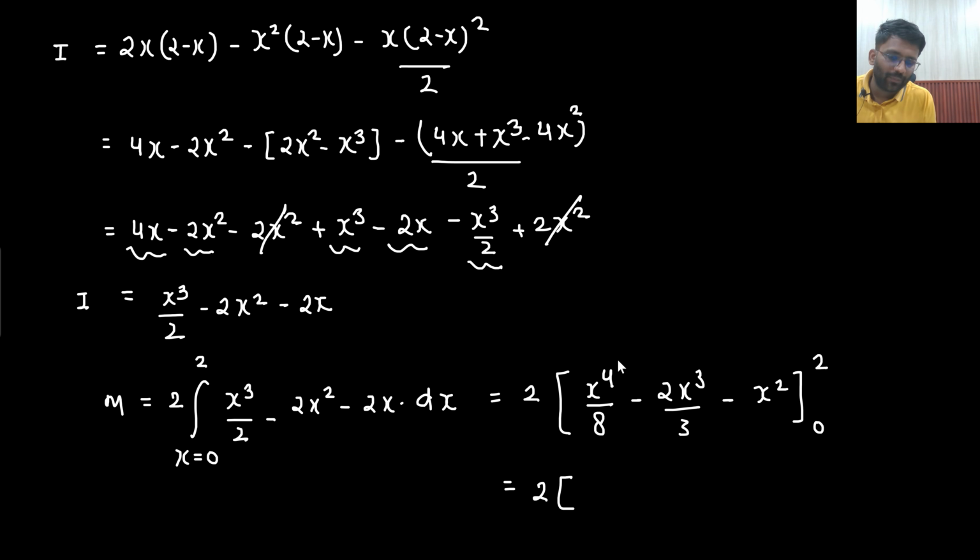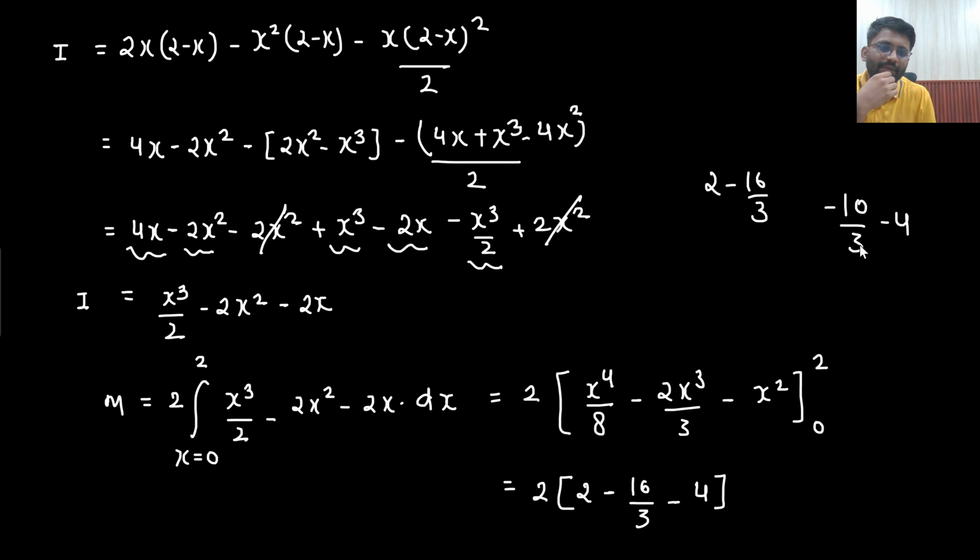So here you will put 2 to the power 4, that will be 16. 16 by 8 would be 2, minus here you will put 16 by 3 minus 4. Say yes or no. For x I have put 16, then I have put 16 by 3 minus 4. So 2 minus 4, so negative mass we are getting. Calculation error we have done. 2 minus 16 by 3, what would that be? Negative mass we are getting. That would be minus 10 by 3.